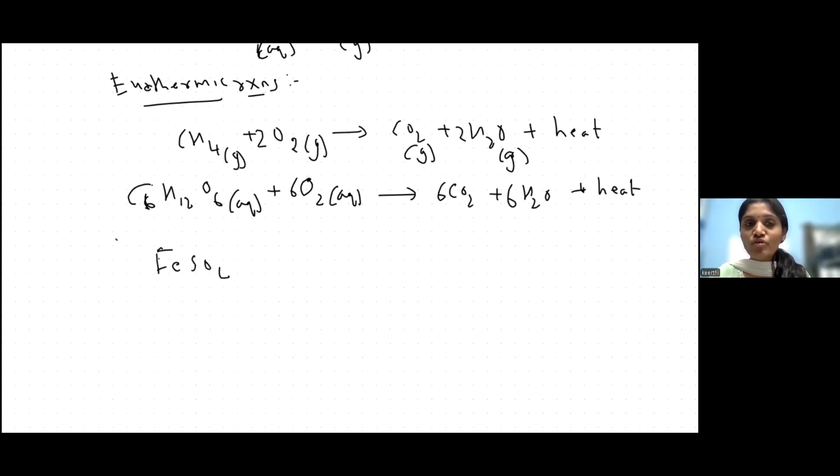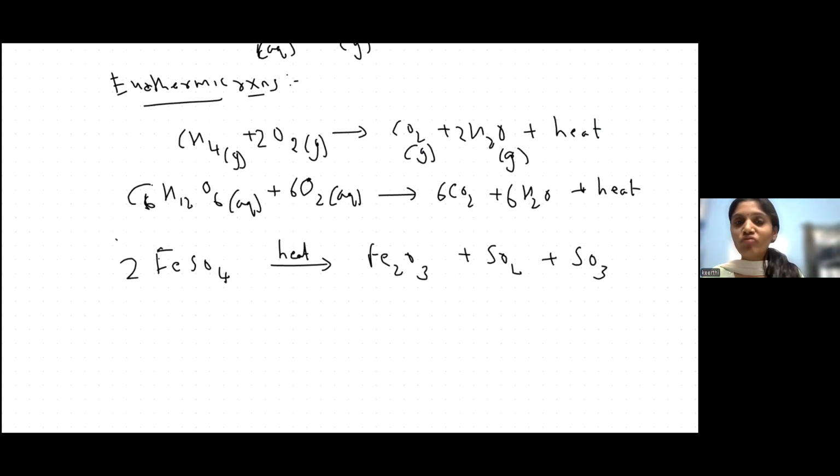Now, this decomposition is happening in the presence of heat. We call it thermal decomposition. And decomposition of ferrous sulfate gives us Fe2O3 plus SO2 plus SO3. Now, if I balance it, it is 2 moles of FeSO4, ferrous sulfate, which on heating gives 1 mole of ferric oxide, 1 mole of SO2 gas, and 1 mole of SO3 gas. Here, if you see the physical states, FeSO4 is in solid form because you are heating a solid, and Fe2O3 is a solid, and SO2 sulfur dioxide is a gas, and SO3 sulfur trioxide is a gas.